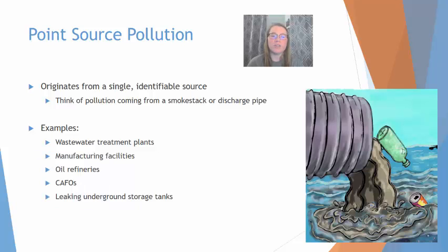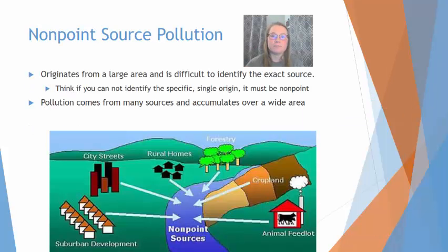Point source pollution originates from a single identifiable source, so you can point directly to where that pollution is coming from. Think of a single discharge pipe or a smokestack where you can point at it and you know exactly where that pollution is coming from. So some examples would include wastewater treatment plants, manufacturing facilities, oil refineries, CAFOs, so the concentrated animal feeding operations, and leaky underground storage tanks. For all of these examples, we can point directly to the source of that pollution.